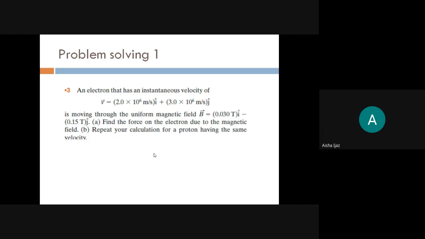If you are not able to open the determinant, then you can use the vector rule: i cross j equals k, j cross k is equal to i, k cross i equals j. Again, that is i, j, k in an anti-clockwise cycle, you can remember, and the cross product is non-commutative, so you will have the negative sign if you flip the direction. So in both ways you can do it. You can find the force on the electron due to the magnetic field and then repeat the same calculation for the proton having the same velocity.